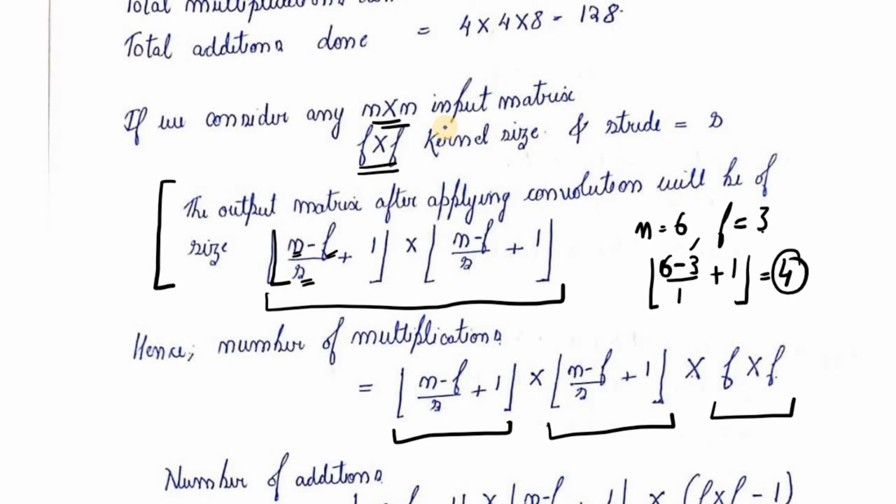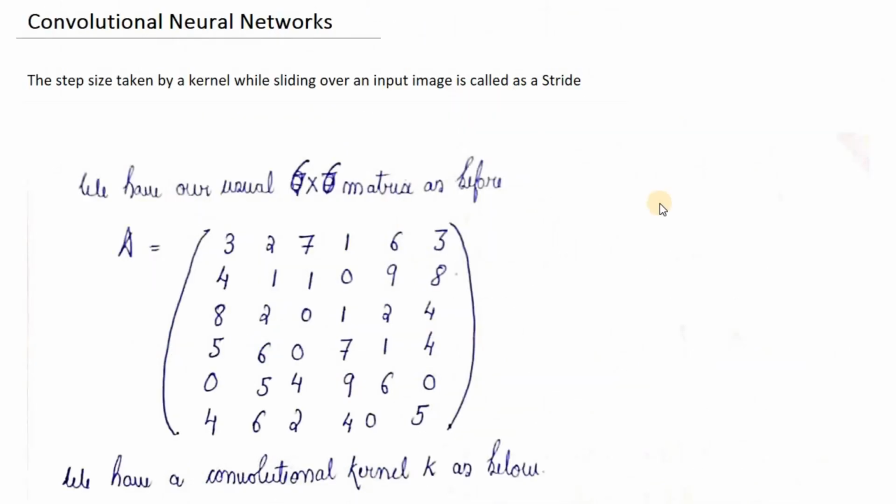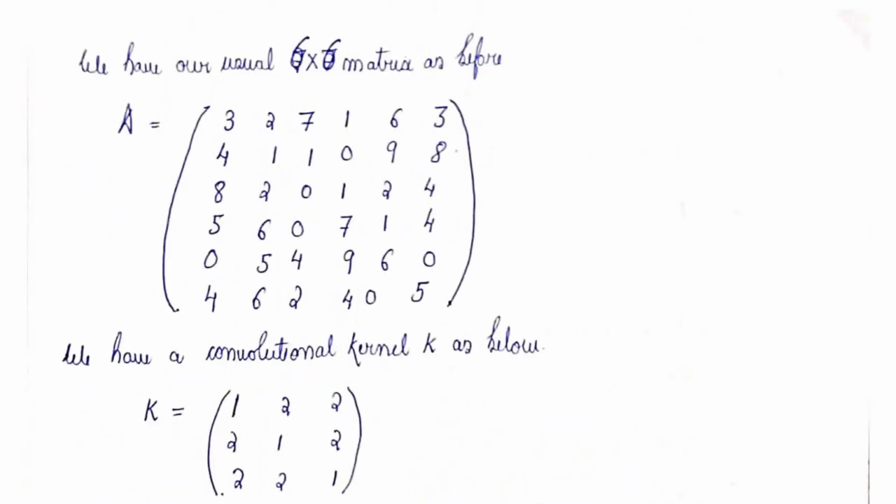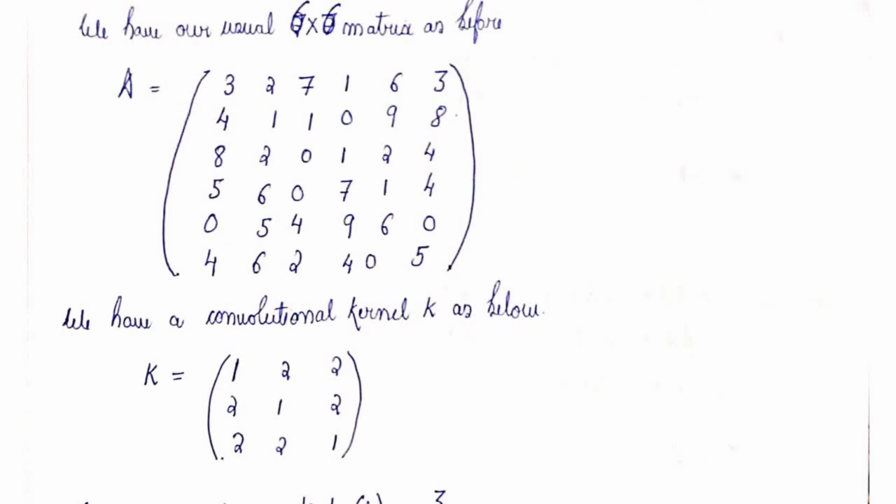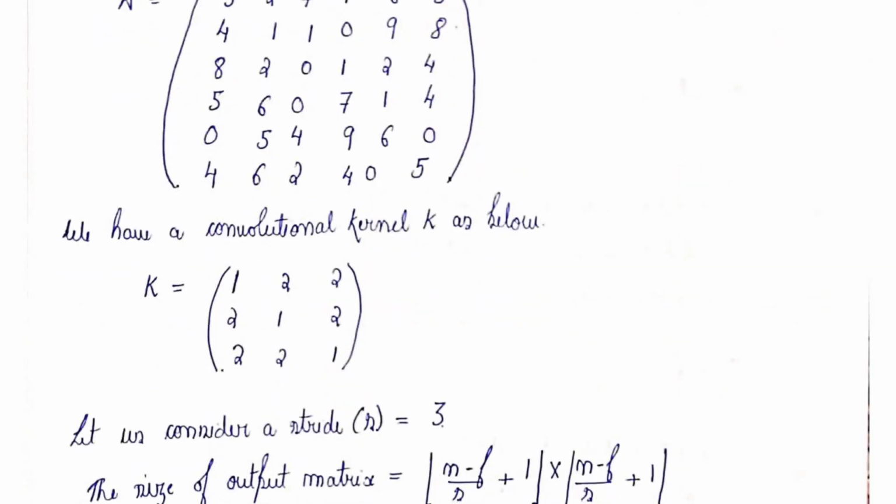But what exactly this stride means is what we will cover in today's video, and we will also see how we can change the stride parameter to reduce the feature matrix extracted from the image. Coming back to the same example from last time, this was the 6 cross 6 matrix, and from video 1, this was the convolutional kernel. Now, for convenience's sake, we consider the stride to be 3.